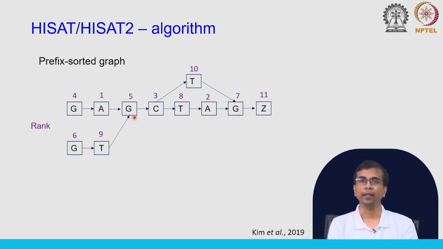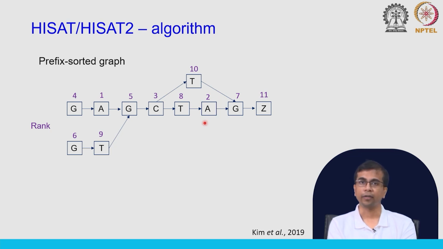So, you have AGC and here you have AGZ. Now notice this Z was not part of the sequence, this has been added to the graph to denote the end of the sequence, and this is lexicographically the highest value. So, this will come last. So, if you have AGC and AGZ, then this one is the first one. So, this will get rank 1 and this will get rank 2.